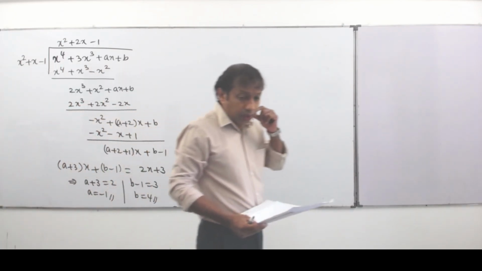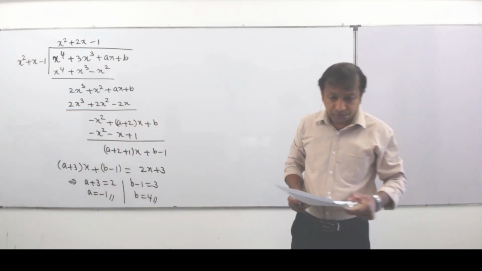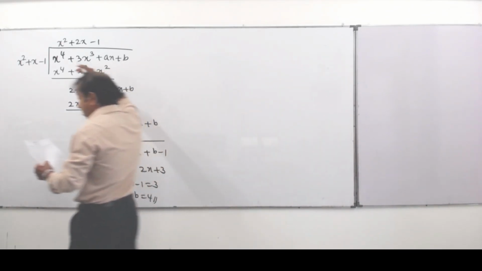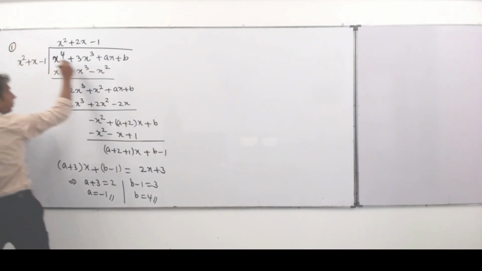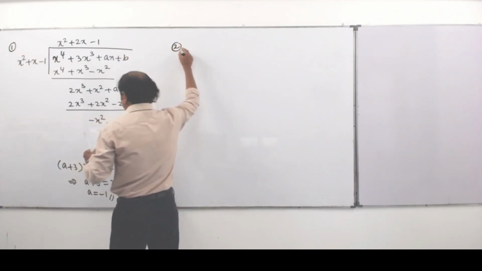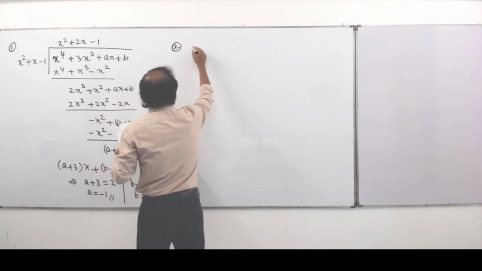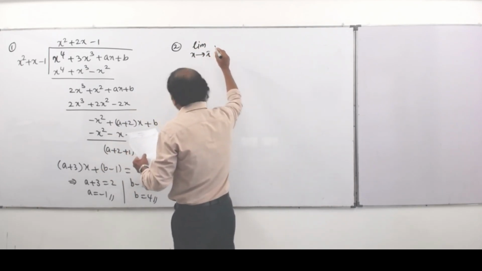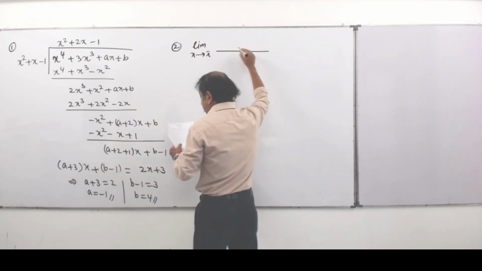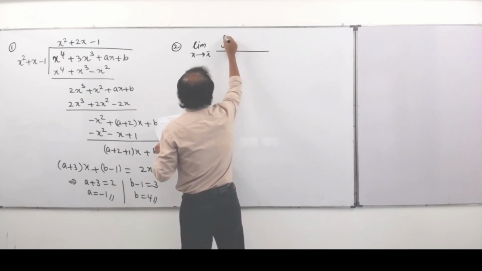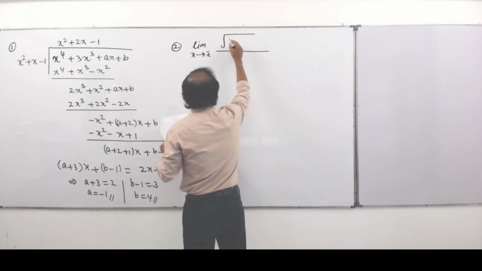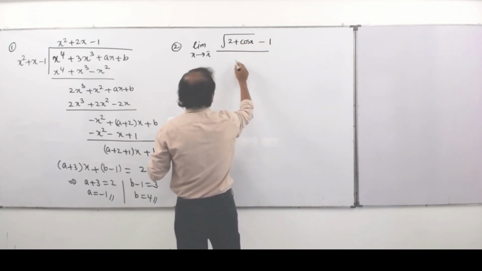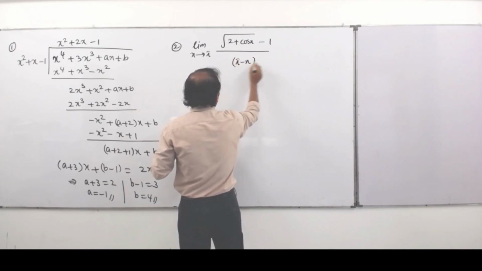Right, okay? Yeah. Second one, we can take a limit question. Limit as x goes to pi of (root of (2 plus cos x) minus 1) divided by (pi minus x) perfect squared.